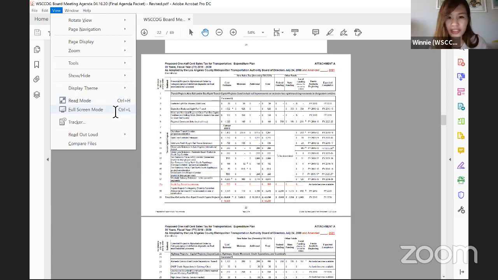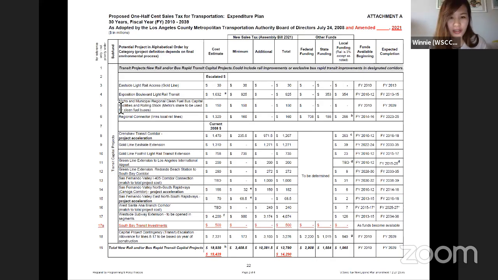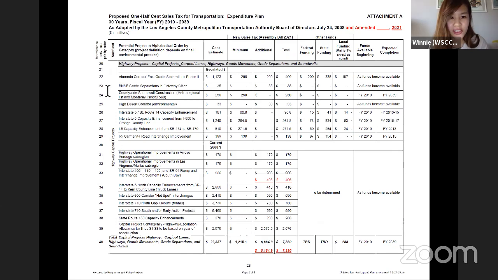So Craig, I'm pulling this up. There's 2 pages. The first one is on transit and rail. So I do see Expo on line item 4, and the West Side subway extension on line item 17. So those are the only projects within the West Side. The second page are highway projects.